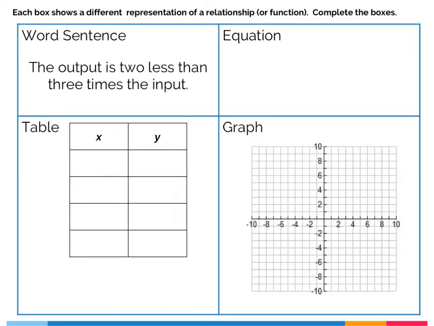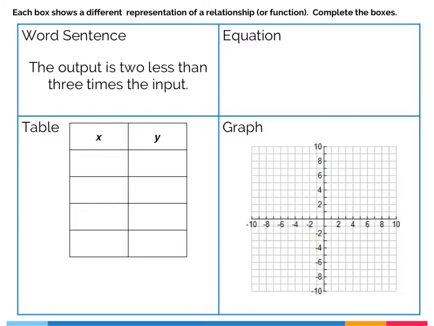All right, hopefully you turned your paper over all right. And here we are with a little less fun of a function where we're not going to be talking about a real-life explanation. We're going to be just talking about input and output. So they've given us the word sentence this time. They said the output is 2 less than 3 times the input.